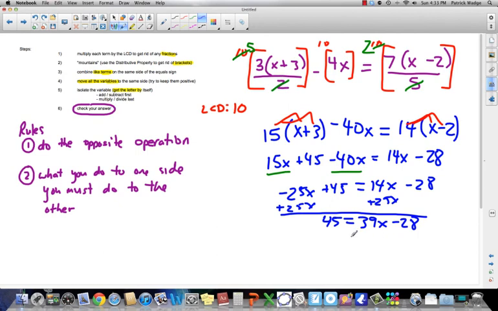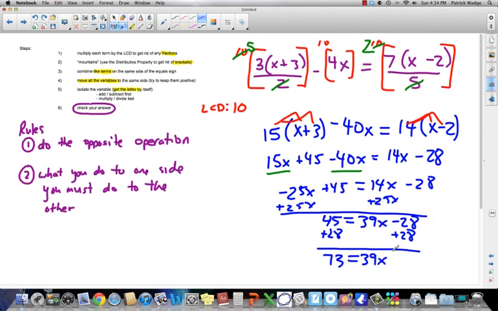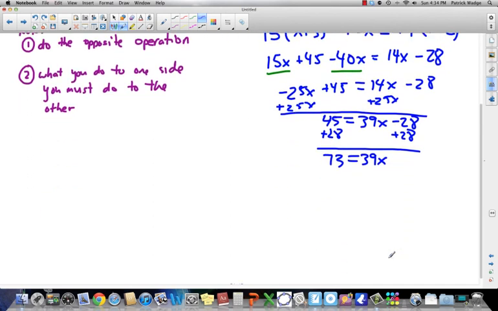Next step, isolate the variable. Do the adding and subtracting first. So we need to add 28 and add 28. So we get 73 equals 39x. Last step, we want to get that x by itself. Since it's 39 times x, we will divide by 39 and divide by 39. You can get your calculator out if you want, but I'm happy if you just put 73 over 39. Make sure it's in lowest terms, and it is, because I believe 73 is prime.